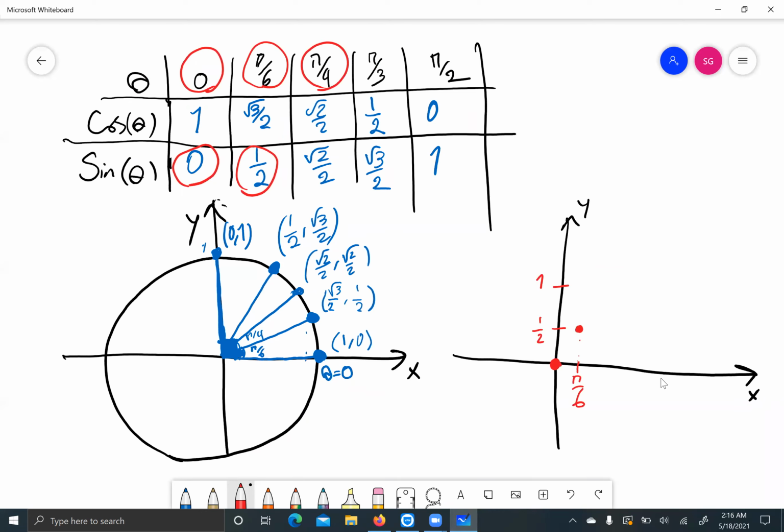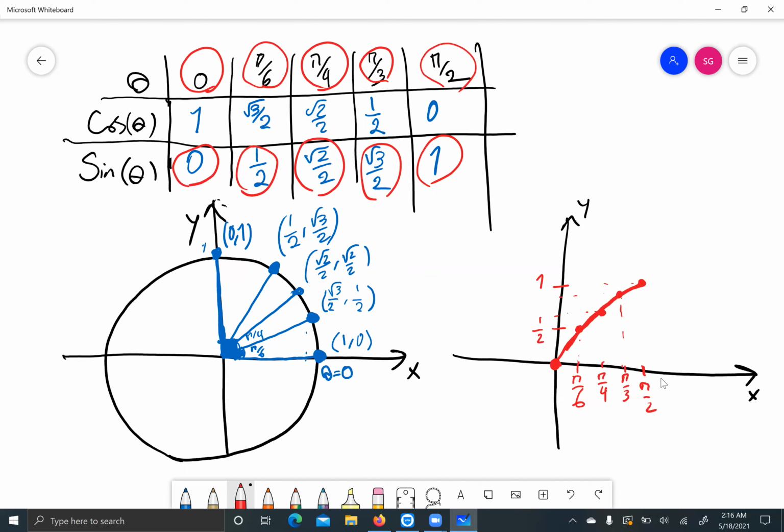At pi over 4, it's a square root of 2 over 2. So it's gonna be here. At pi over 3 is the square root of 3 over 2. Pi over 3 is gonna be here. And then finally, at pi over 2 is 1. So at pi over 2, it reaches 1. Okay, so look, I just plotted how many points? 1, 2, 3, 4, 5. I just plotted 5 points, but of course you can go further, but let's connect them.